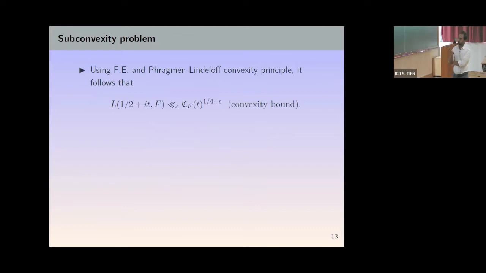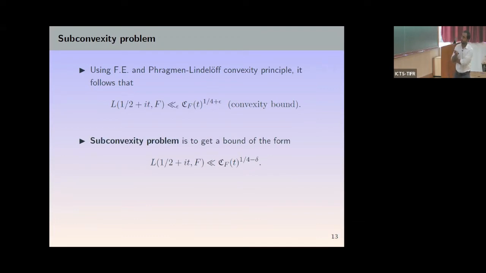So what do we know? If you just apply the functional equation and the Phragmén-Lindelöf convexity principle, you can easily get 1/4. So the L half values are bounded by the conductor to the power 1/4 plus epsilon. This is known as the convexity bound. So what is subconvexity? The subconvexity problem is to get a bound of the form 1/4 minus delta. Delta can be as small as you wish, but the important point is you have to reduce the exponent 1/4. You can reduce it by 1 by 1 lakh, it doesn't matter.